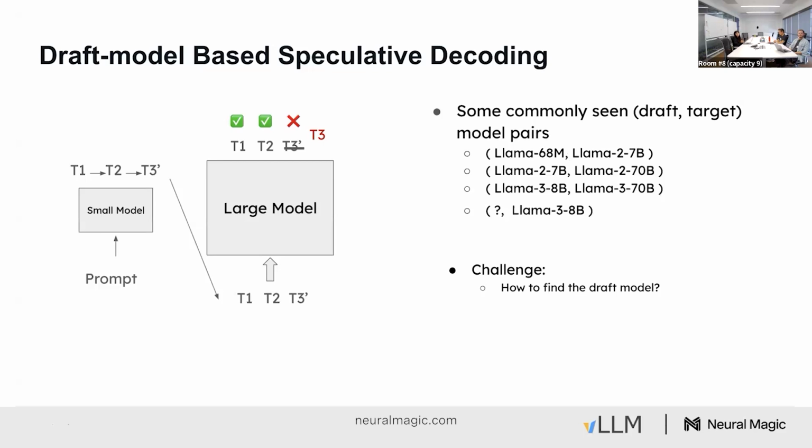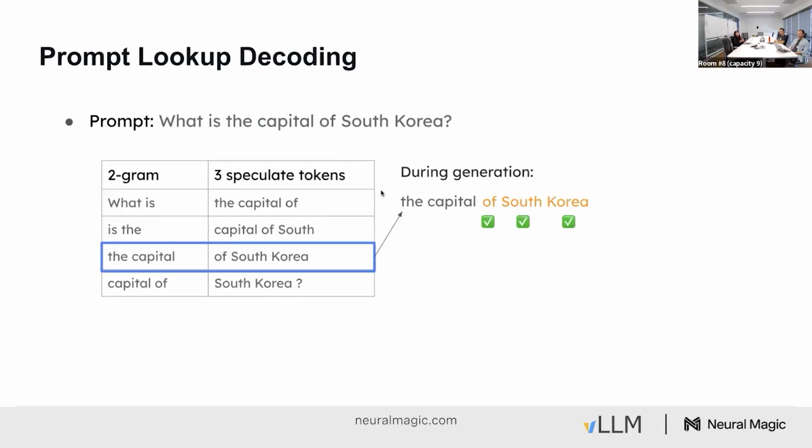So because of this challenge, in vLLM we also support different types of draft model-free speculative decoding. The first one is prompt lookup decoding, which is the first type of draft model-free speculative decoding. And it's also pretty simple. I can just give you a quick example, right? For example, given the prompt, what is the capital of South Korea? You want to generate tokens, right?